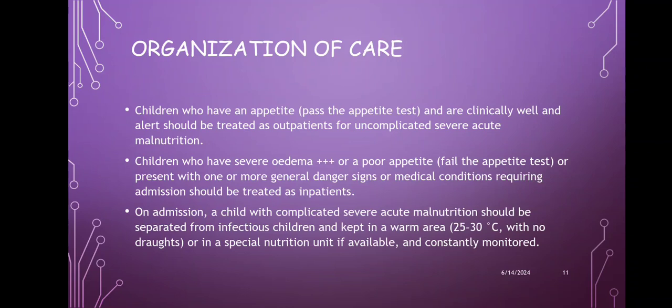On admission, a child with complicated severe acute malnutrition should be separated from infectious children and kept in a warm area where a temperature is maintained between 25 to 30 degrees Celsius, or in a special nutrition unit if available, and constantly monitored.